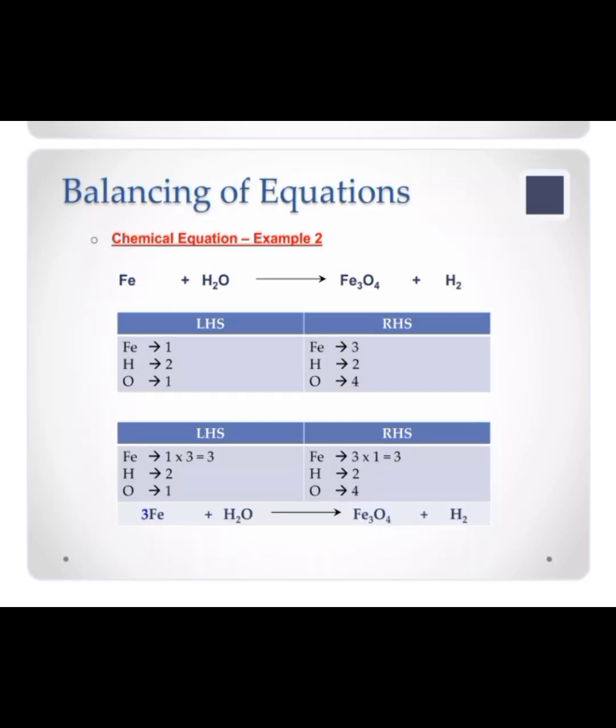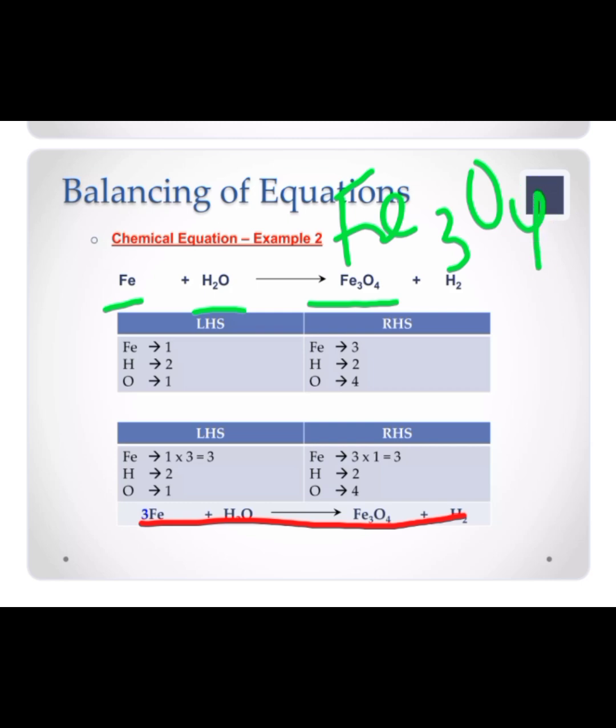Now the second equation is given here. The second equation is iron, represented by Fe, along with water, H2O. Iron combines with water to give ferric oxide. Ferric oxide is Fe3O4. It is the oxide of iron. Ferric oxide has Fe3 positive.